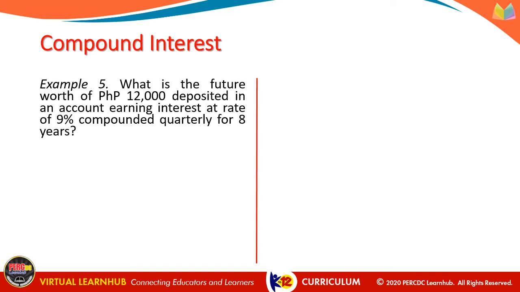Example number 5. What is the future worth of 12,000 pesos deposited in an account earning interest at a rate of 9% compounded quarterly for 8 years? Let us take note of the given first. We have principal P, 12,000 pesos. Nominal rate R, or the stated yearly interest, 9% or 0.09.